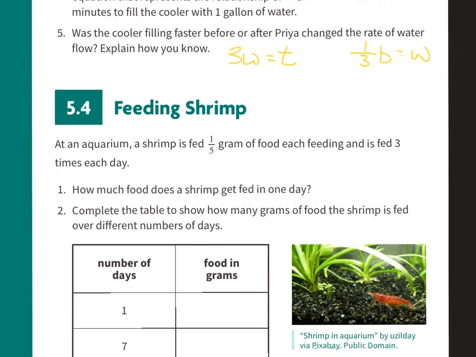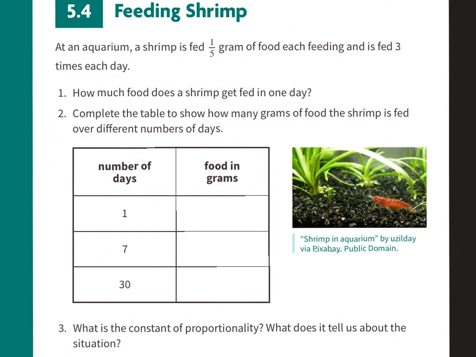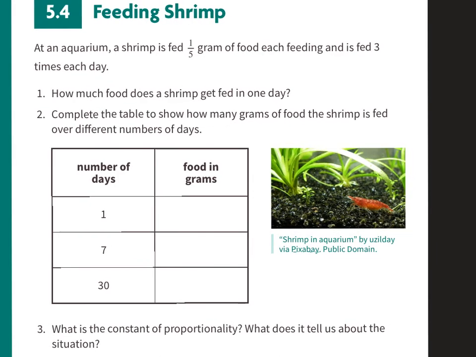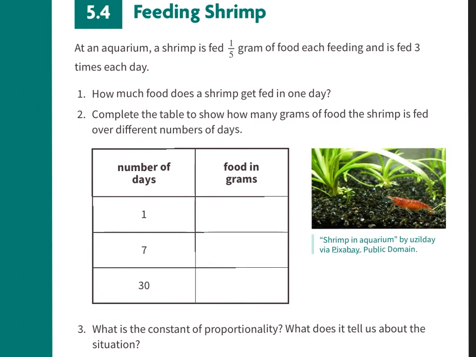All right, feeding shrimp. We have a picture of a beautiful shrimp here. It says, in an aquarium, a shrimp is fed 1/5 of a gram of food each feeding and is fed 3 times a day. So I need to figure out how much it is fed each day, because if you notice down to here, it says number of days. Okay, so number of days right down here.